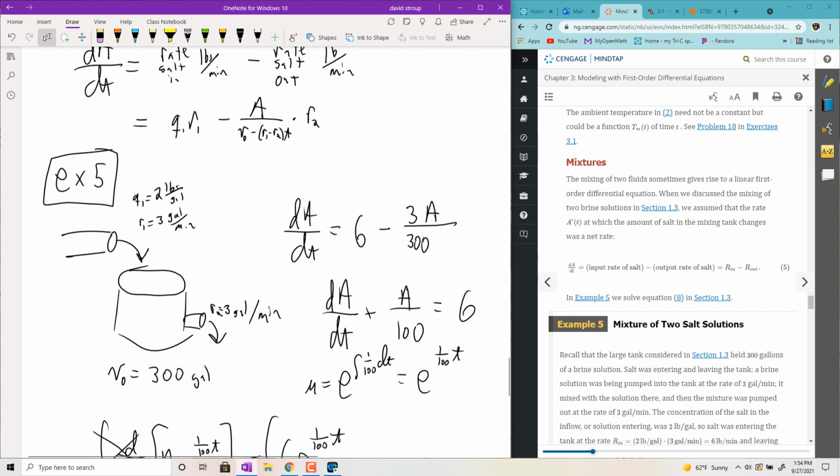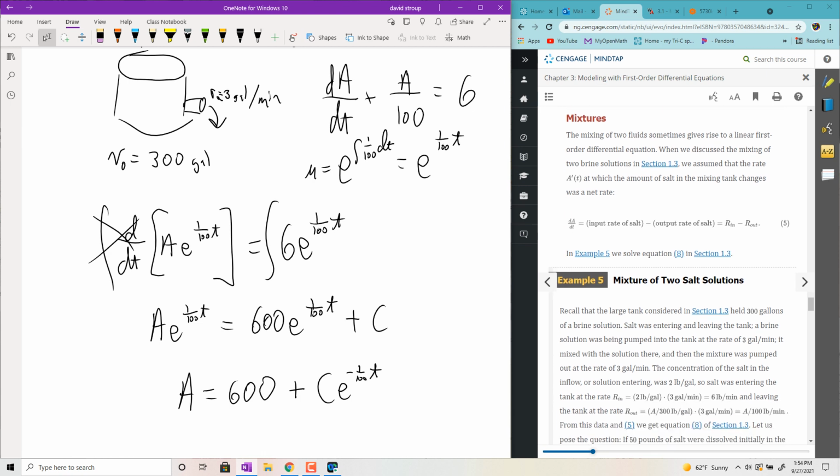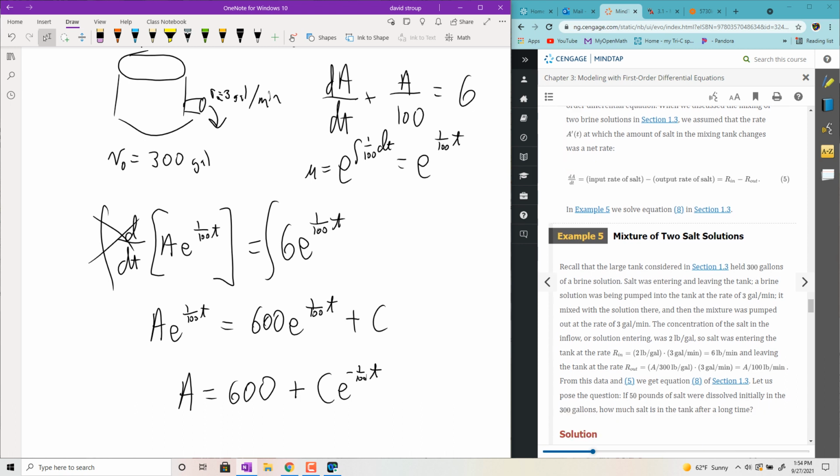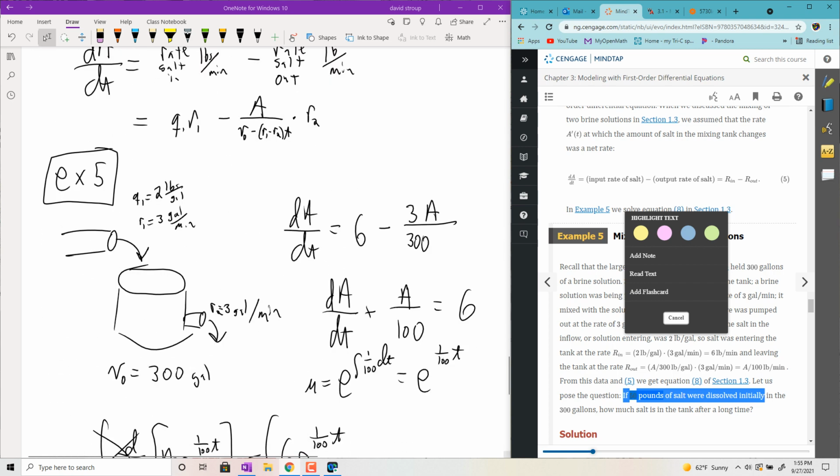And then we need to solve for c. That's where we'll use the initial amount of brine in the tank. Does it even tell us? Recall a large tank held 300 gallons of brine solution. And the concentration and so on, leaving the tank. 50, yeah, so there's the initial value. 50 pounds of salt was dissolved initially. What is that? That's A sub 0, the initial amount. We need that. A sub 0 is 50 pounds.